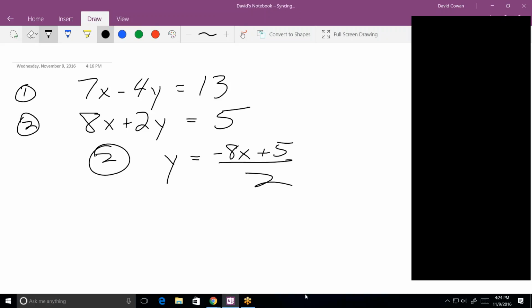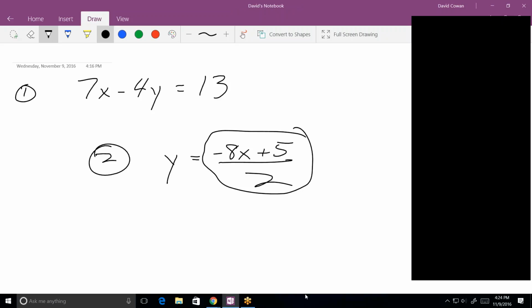Now, if they gave me these two equations, let me erase that one. Now, it wouldn't be so easy to solve by elimination. I'm going to have a terrible time eliminating because they're not in standard format, but I can substitute pretty easily. In other words, I'm going to go up to equation 1, and wherever I see a y, I'm going to substitute what I have right there. Okay. And that will then give me 7x minus 4 times this whole thing.